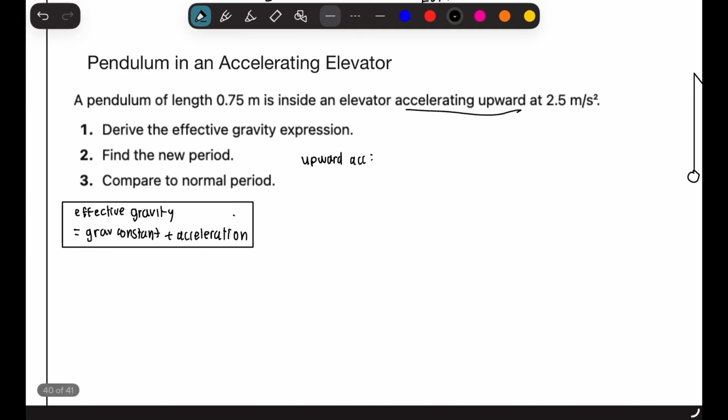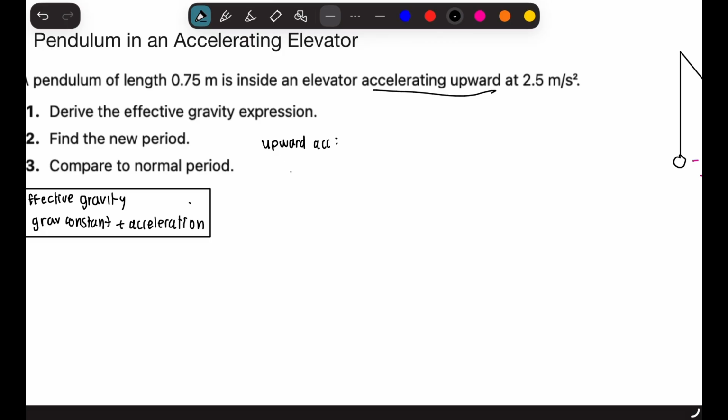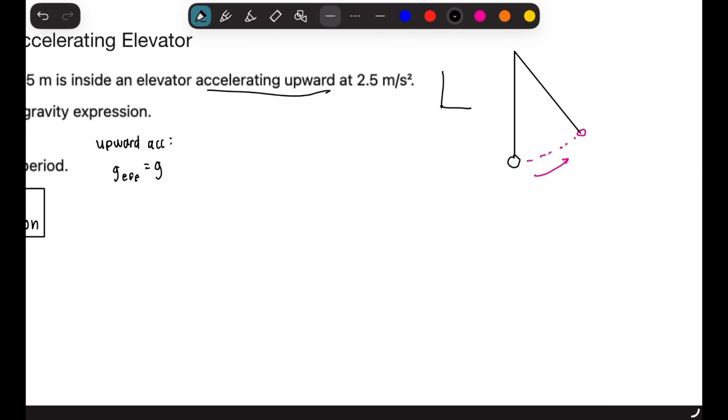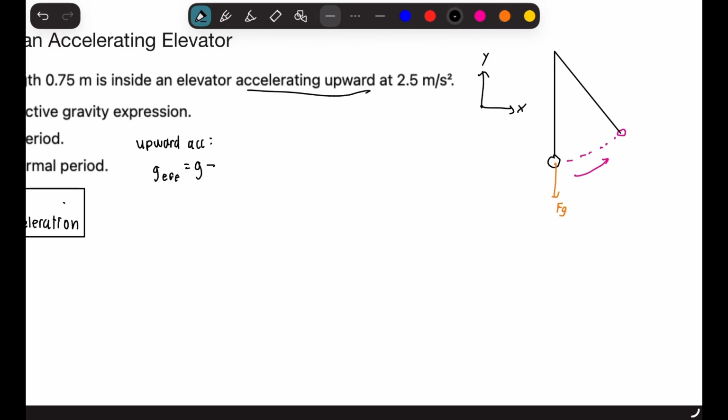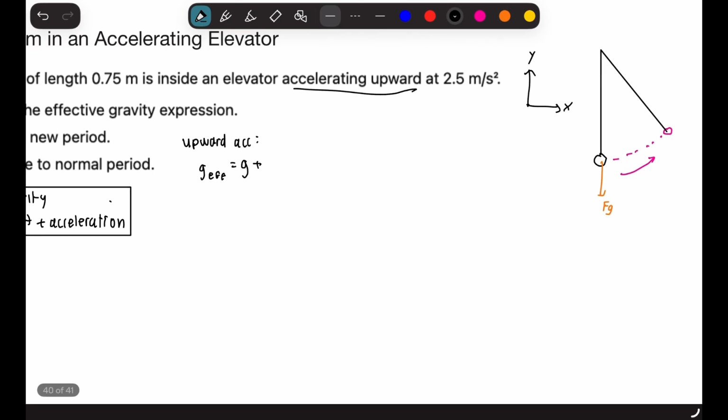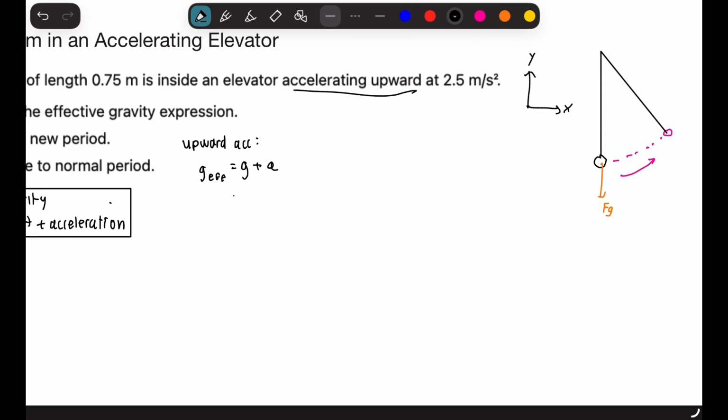So what do we need? Our upward acceleration, you're going to have G effective is going to be equal to gravity, which is going to be in our y-axis here. You are going to have gravity, Fg, and you're going to have your acceleration, which is A. So here we're going to just define that gravity is going to be G, and your acceleration is going to be A. So if you calculate your effective gravity, that's 9.80, and we have our acceleration, which is 2.5, so that's equal to 12.3.